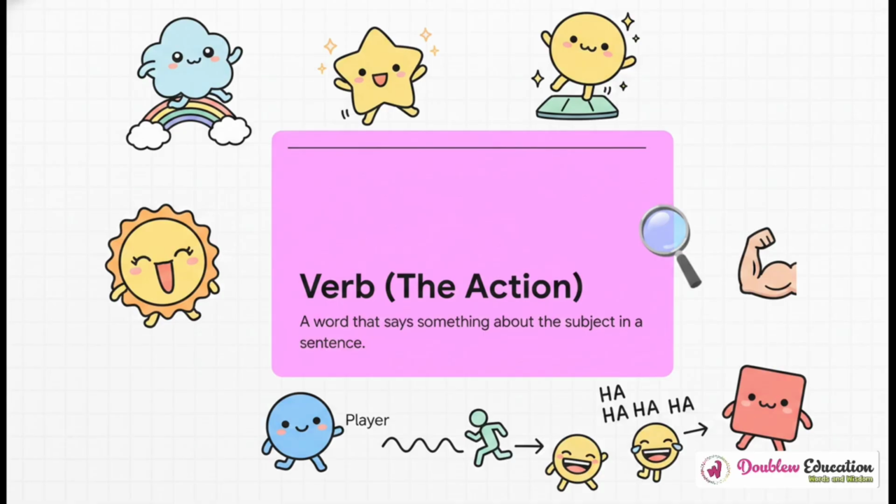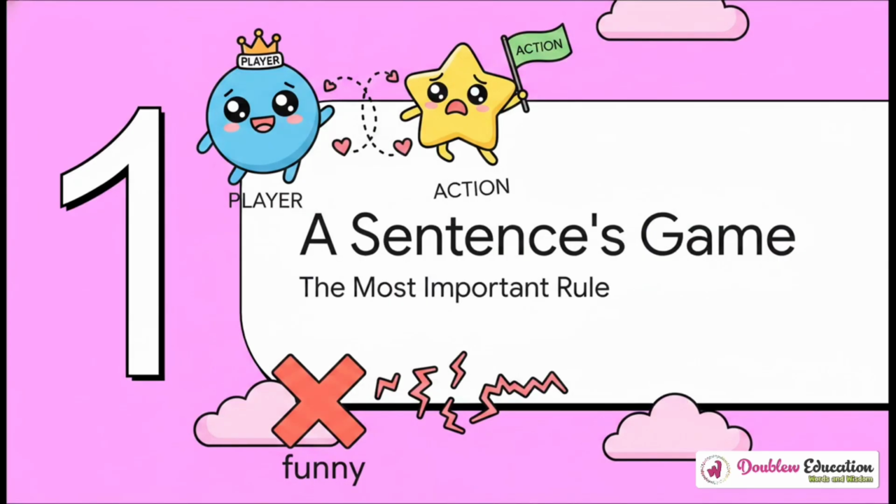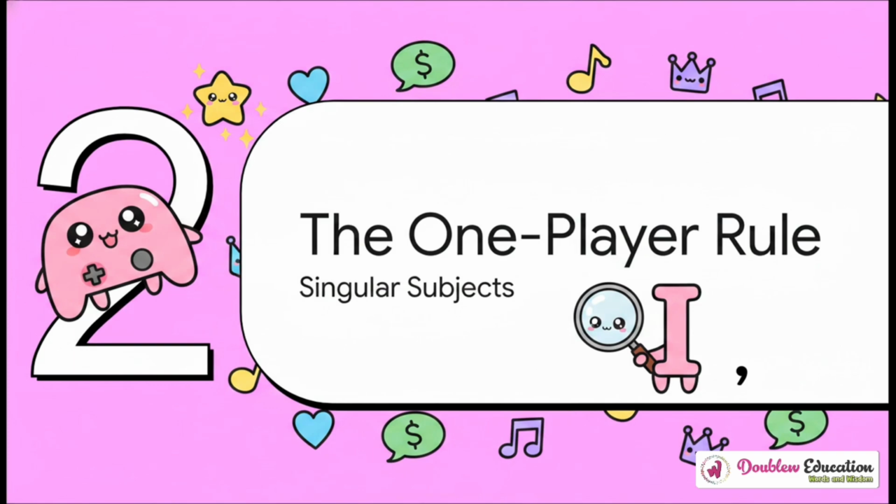Pretty simple, right? All right, now listen up, because this is the biggest, most important rule of the whole game. The player and the action, well, they have to be on the same team. They have to agree with each other. If they don't, our sentence can sound a little wonky and, well, nobody will know what we mean. Let's start with an easy one. What happens when there's only one player in the game? Let's check out what we call the one-player rule.